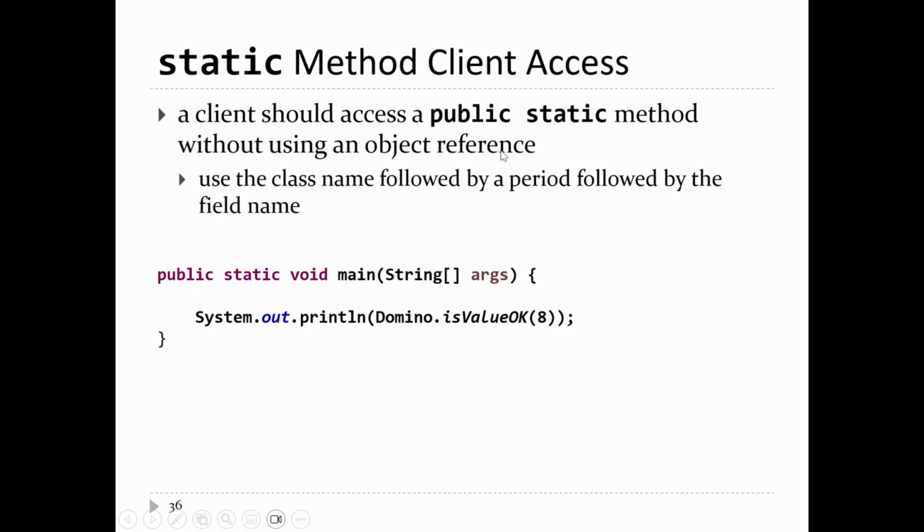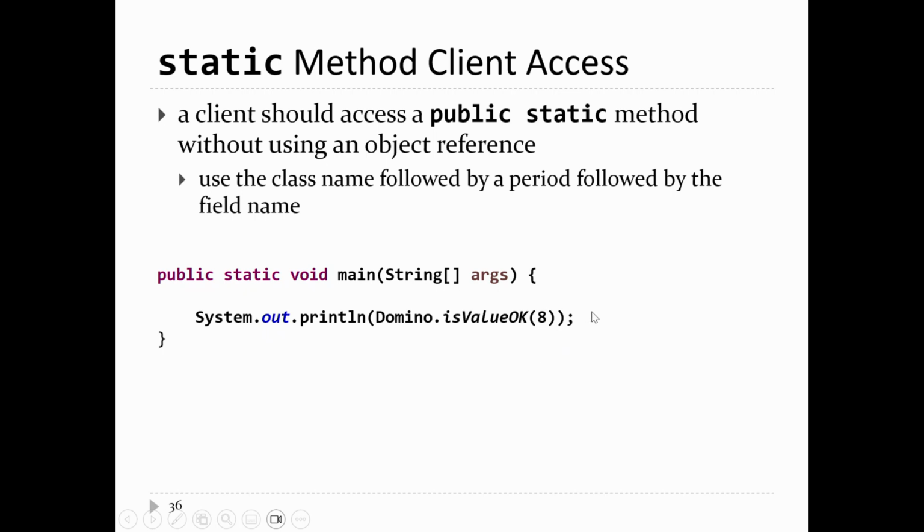When you use a static method, you should always use the name of the class to call the method. So to use isValueOK, you're going to write Domino.isValueOK. And obviously if you input 8 into the method, that should return false.